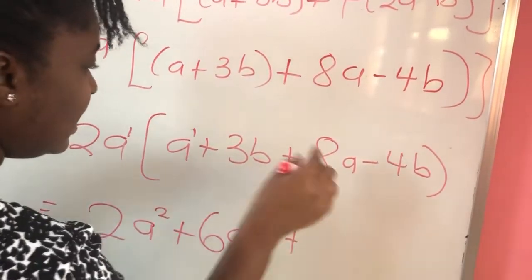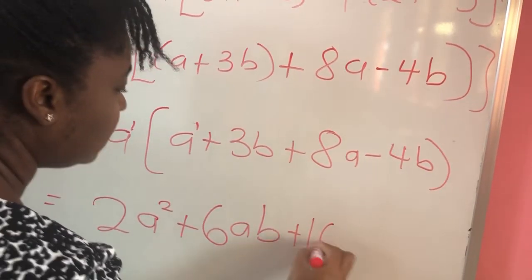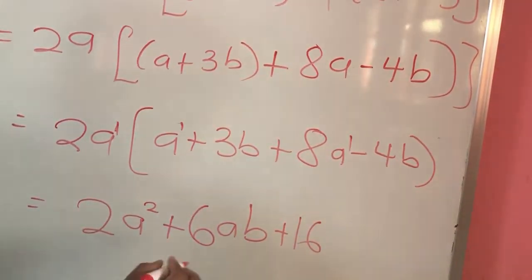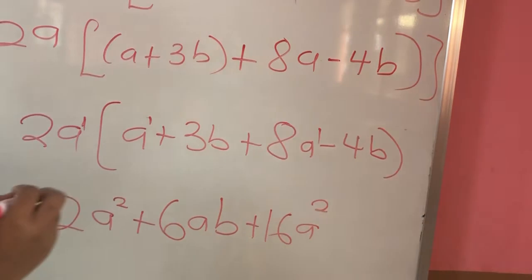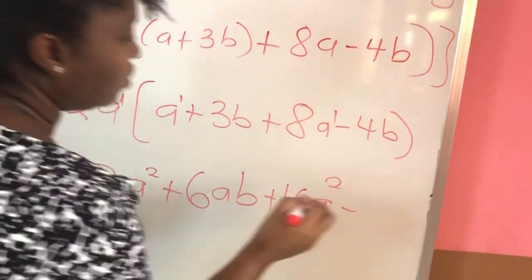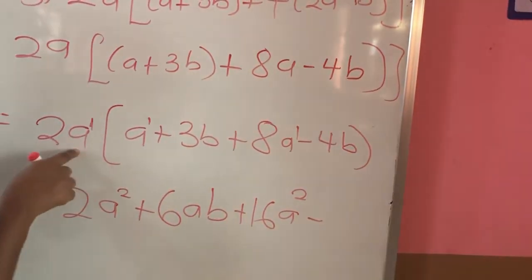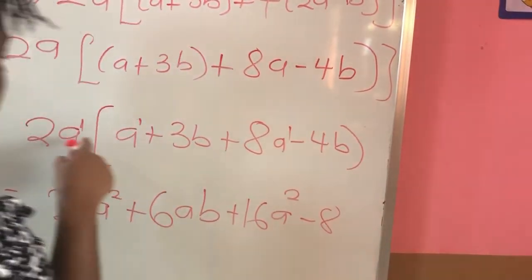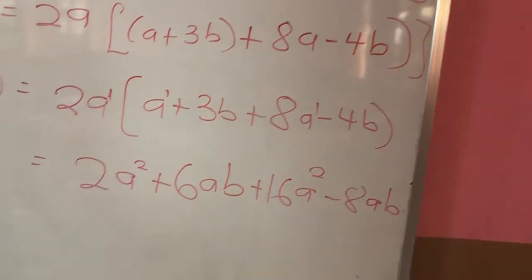2a times 8a is what? 2 times 8 is what? 16. Numbers of the same base, when they are multiplying, what do you do to their power? You add. So you have 16a squared. What is the operation sign here? Minus. What is it doing here? 2 is multiplying 4. Then you have your a and your b. So 2 times 4 is giving you a minus 8. You bring your a and you bring your b.